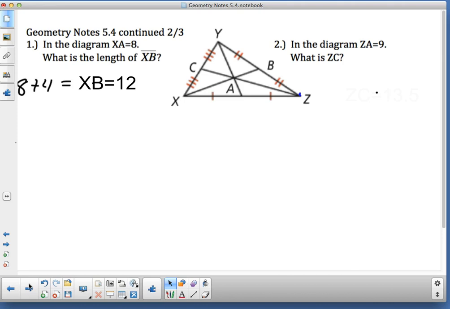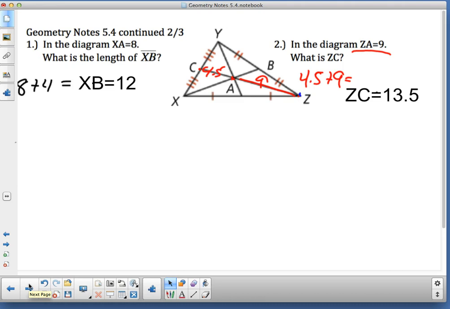Okay, so I'm looking at this, and I have this information. ZA is 9. That's 2 shares. What's half of 9? 4.5. So that's a share, because 1/3 of the distance of that median is from the centroid to the side, along that median segment, and 2/3 is from the vertex to the centroid. So we got 4.5 plus 9 equals 13.5. Okay, are you okay with this?